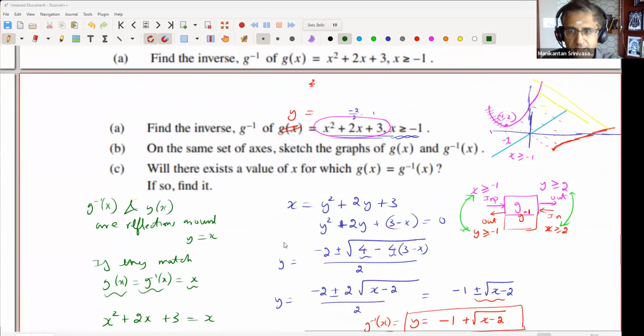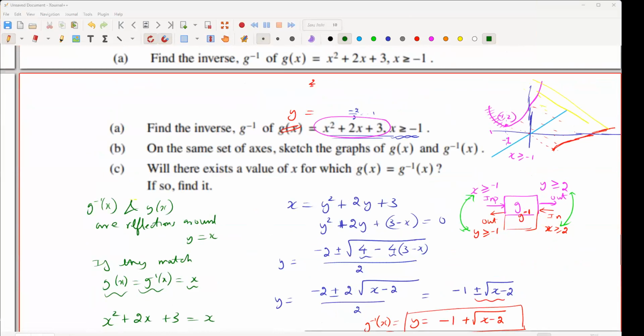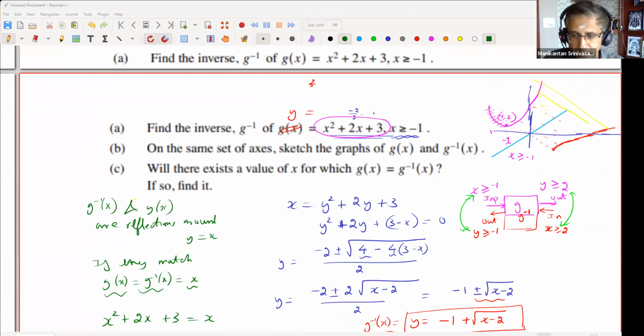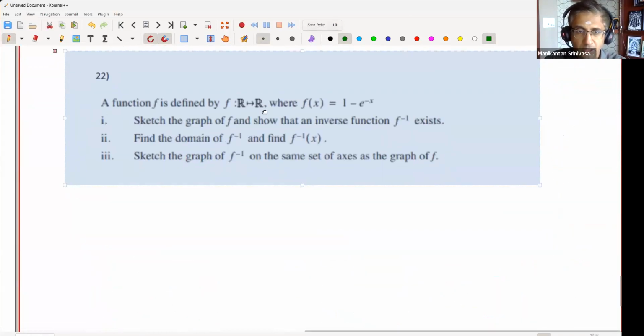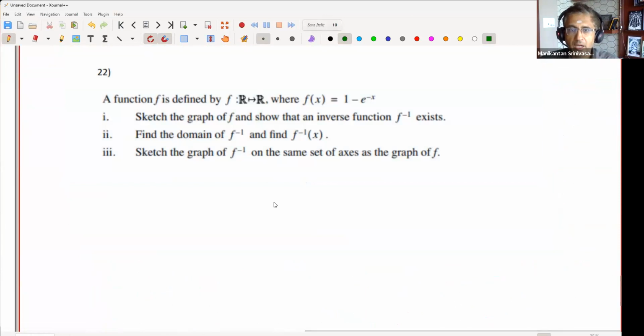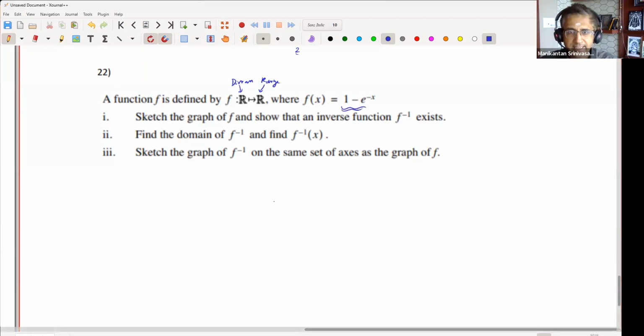Question 21, that was, I think. Question 20. Okay, question 22. A function f is defined. R to R means real numbers to real numbers, right? This is the domain, and this is the range. It maps from real numbers to real numbers. f of x is 1 minus e to the power minus x. Sketch the graph and show that an inverse, f inverse, exists.